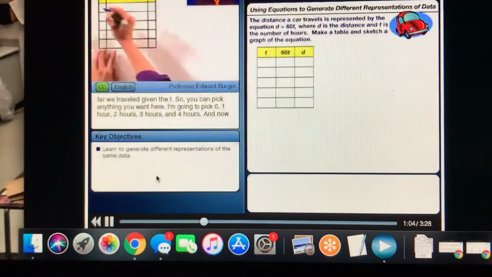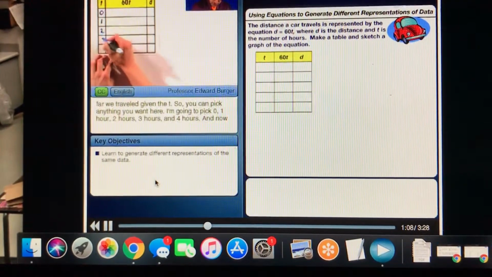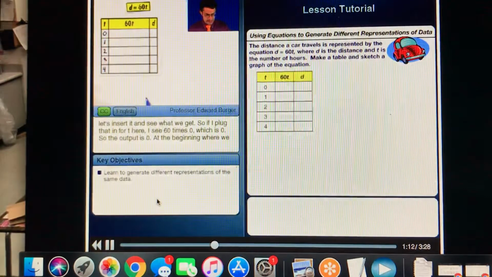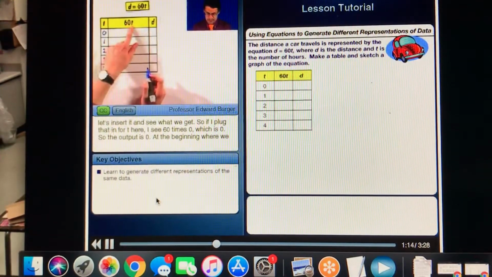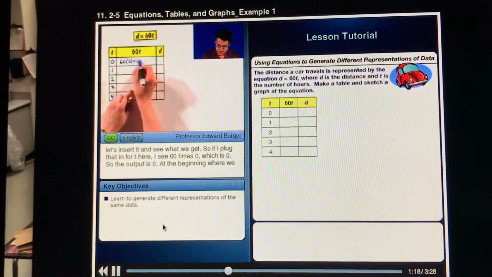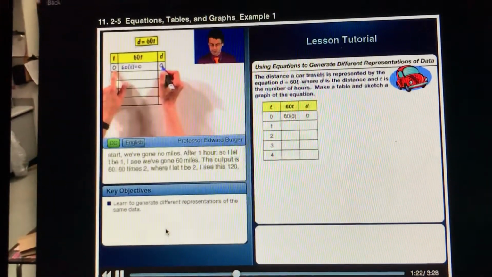So you can pick anything you want here. I'm going to pick 0, 1 hour, 2 hours, 3 hours, and 4 hours. And now let's insert it in and see what we get. So if I plug that in for t here, I see 60 times 0, which is 0. So the output is 0. At the beginning, when we start, we've gone no miles.